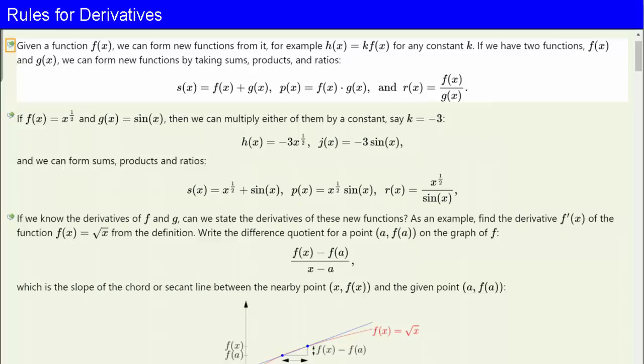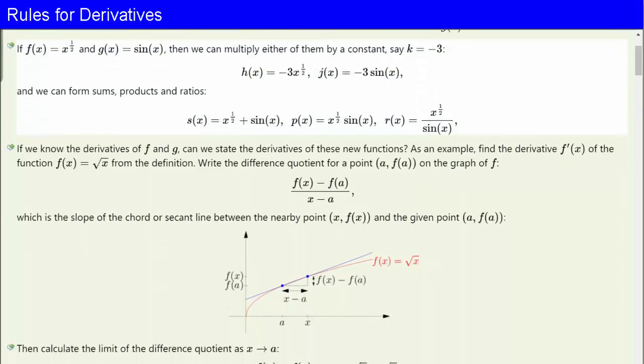For example, h of x equals k times f of x for any constant k. Or we can have two functions, f of x and g of x, and we can form new functions by taking sums, products, and ratios. S of x equals f of x plus g of x, p of x equals f of x times g of x, and r of x equals f of x over g of x.